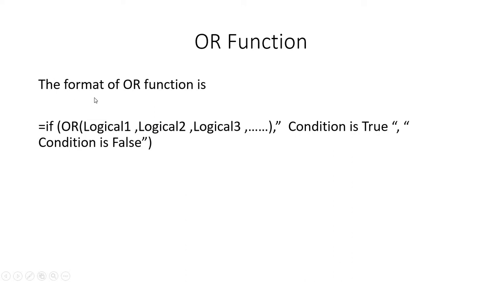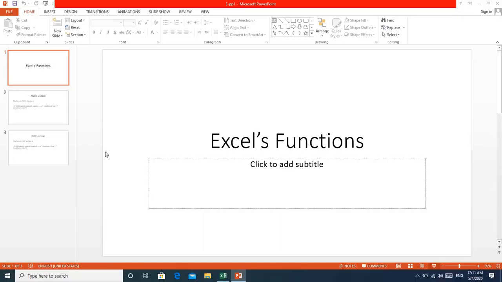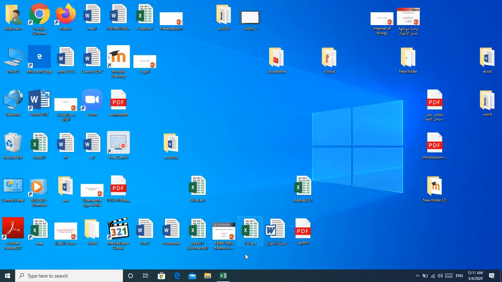The format of the OR function is written the same as the AND function. You must write in the formula bar the equal sign and then the IF statement, open bracket, OR, open bracket, logical 1, logical 2, and so on. If one of these logical tests is true, here the output will be true. Otherwise, the output here will be false. Now let's take an example that explains how to use the AND and OR functions.